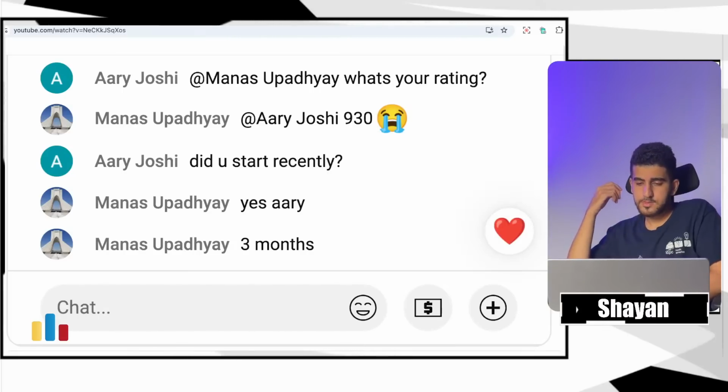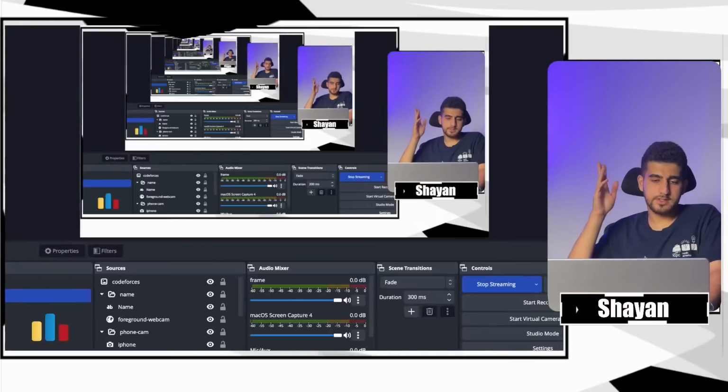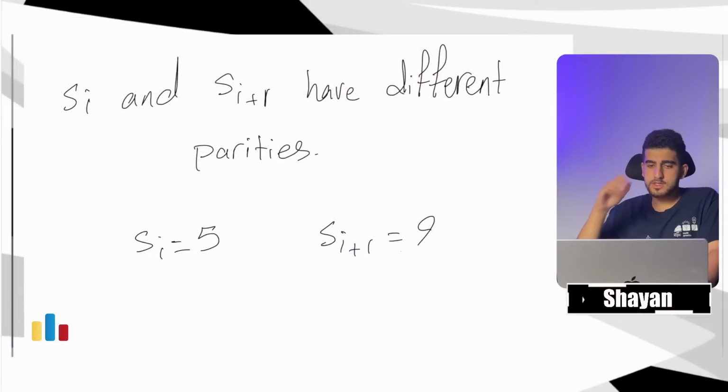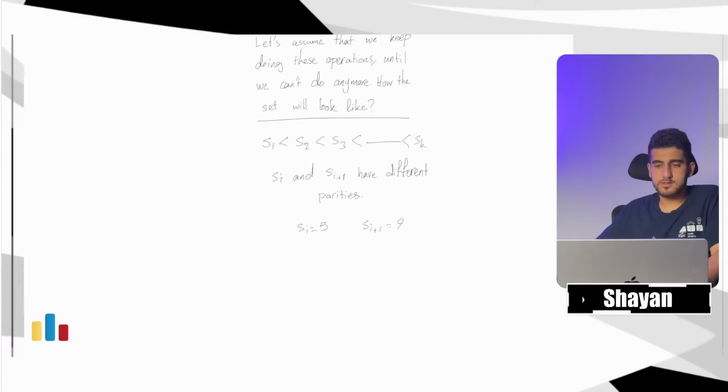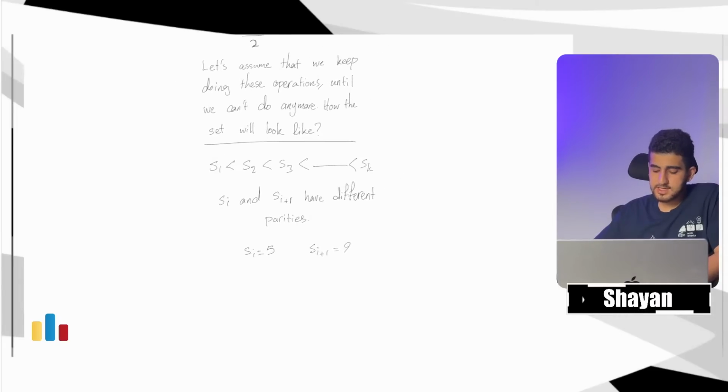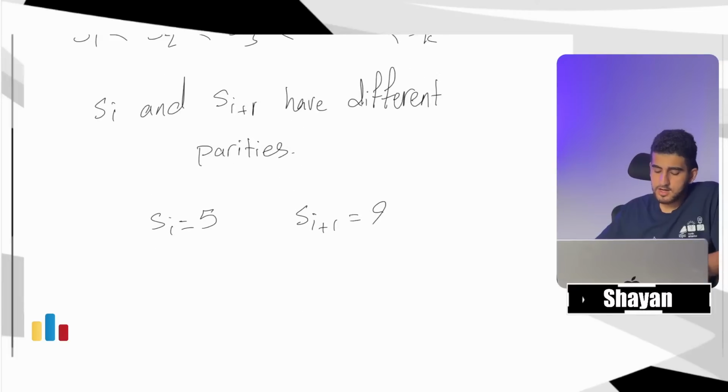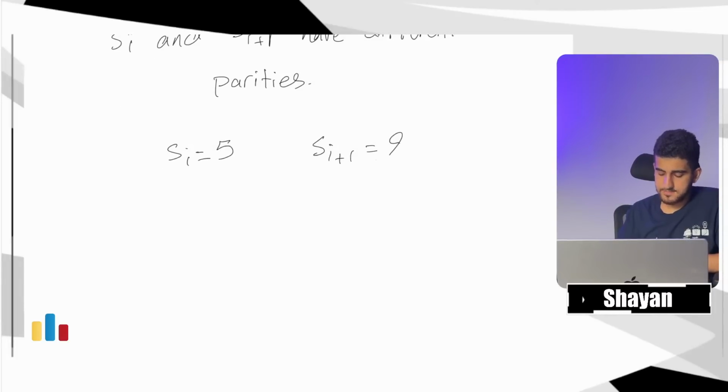Okay. So Si and Si plus 1 must have different parities. Now what I can say is that, nice, great. Cool. So now the next thing that I can say is that now consider S1 and S3.